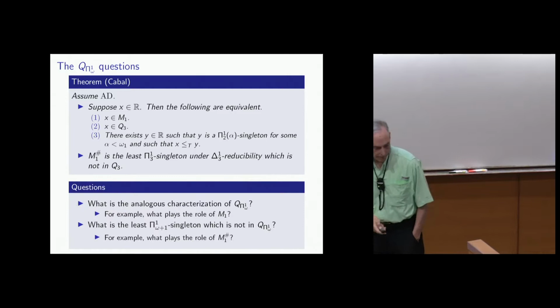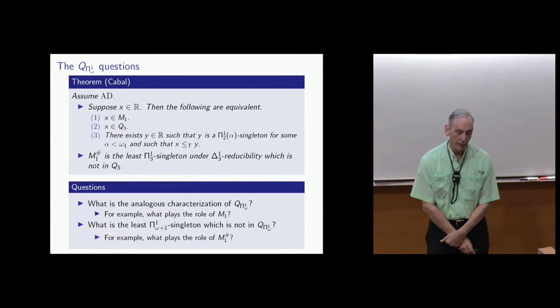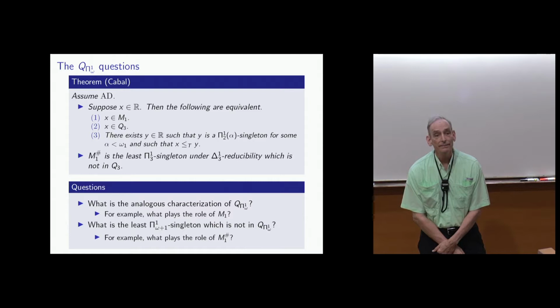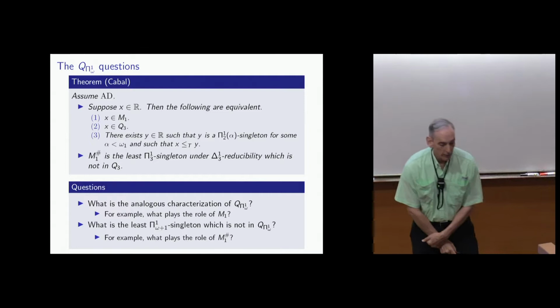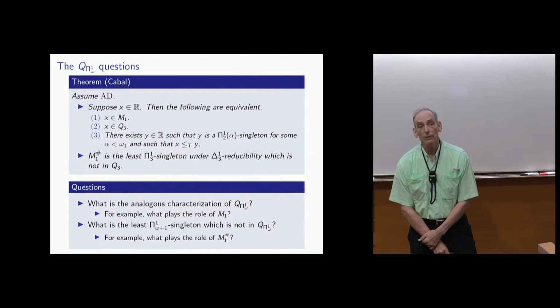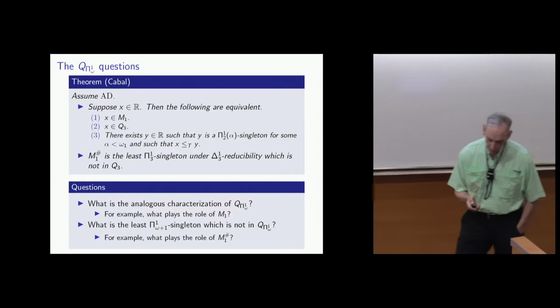And the question is, what's the analogous characterization of Q at the level pi 1 omega? For example, what plays the role of M1? There should be some kind of fine structure model whose reals are exactly Q pi 1 omega. And then what's the least pi 1 omega plus 1 singleton, which is not in Q pi 1 omega, and what plays the role of M1 sharp? So these questions were looked at in the 90s by a student of Steel. But before I do that, I have to make some definitions.